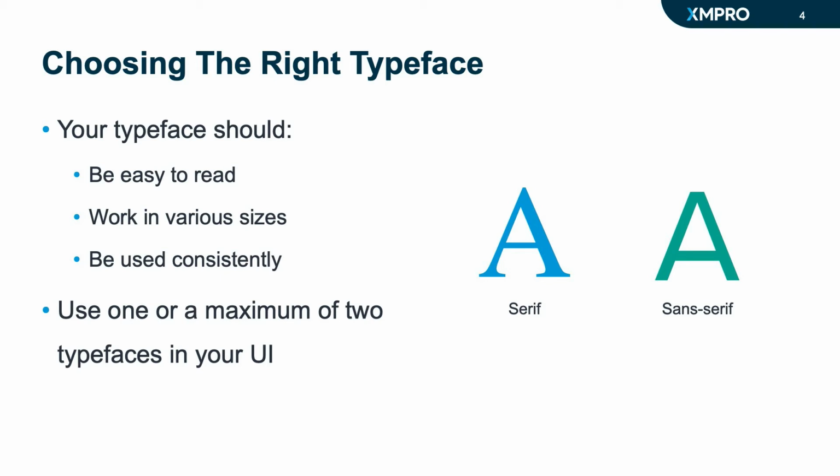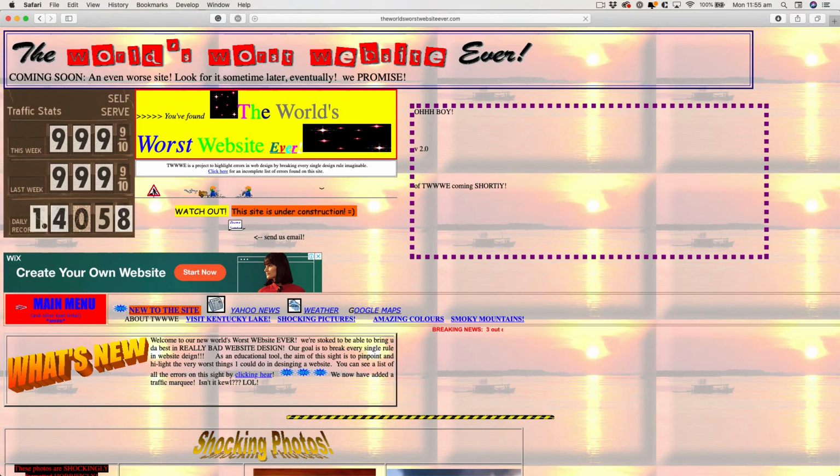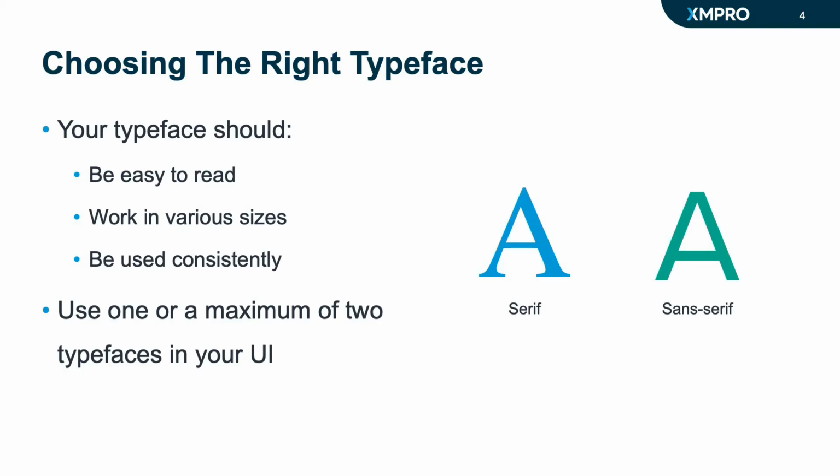I want you to remember back to the worst website ever that we showed in the first video. This was a great example of inconsistent font usage. I recommend that you use a maximum of 2 typefaces in your UI design. You can choose between serif or sans serif fonts. Now, I don't recommend using scripts or handwritten fonts because they can be quite difficult to read.